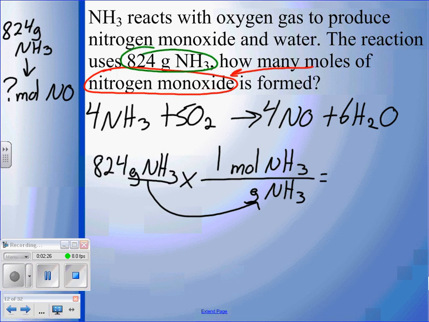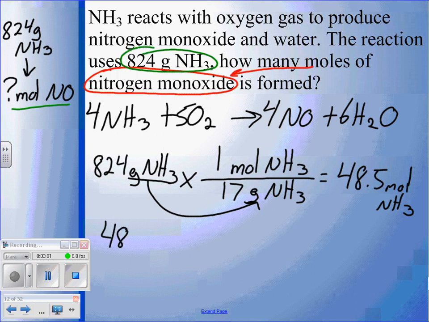In this case, nitrogen is worth 14, hydrogen is worth 1. So 14 plus 3 would give us 17. If you work out the math, 824 divided by 17 is going to give you around 48.5 moles of NH3. Okay. Now we're not done yet because moles of NH3 isn't what we want. We want moles of NO. All right, so let's keep moving.